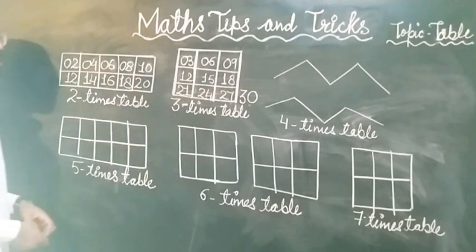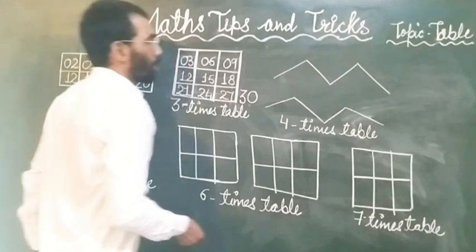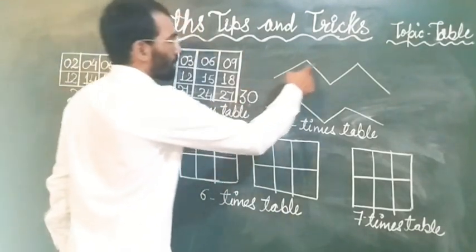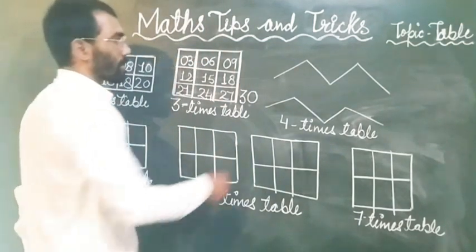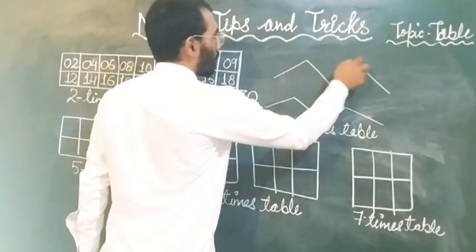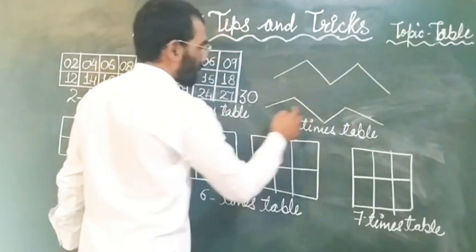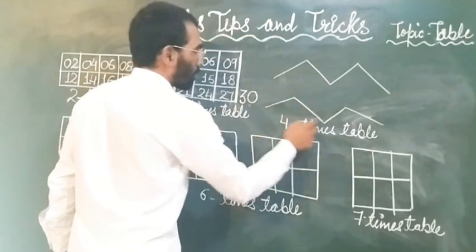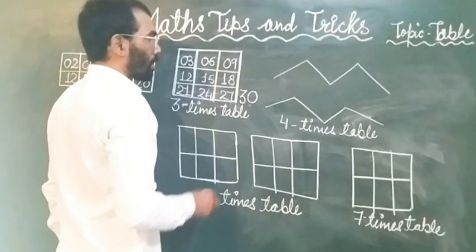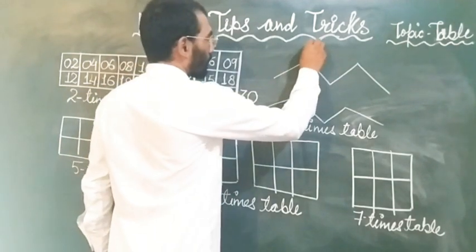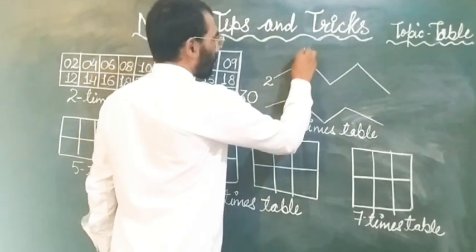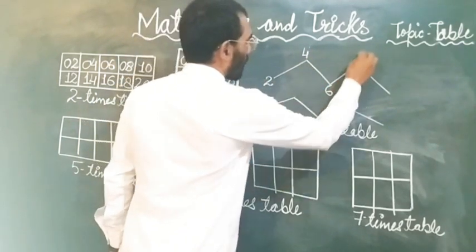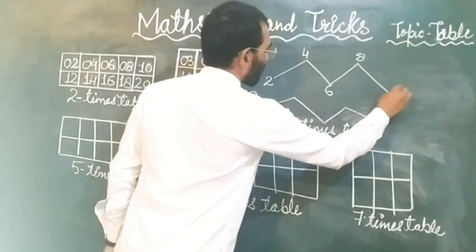Now moving on to the next table, the table of 4. Okay students, see on the board, this is just like M. You can see this is just like mountains. These two are top and these are bottoms. Same way, this is top and these are bottoms. Start writing from the bottom: 2, 4, 6, 8, and 0.